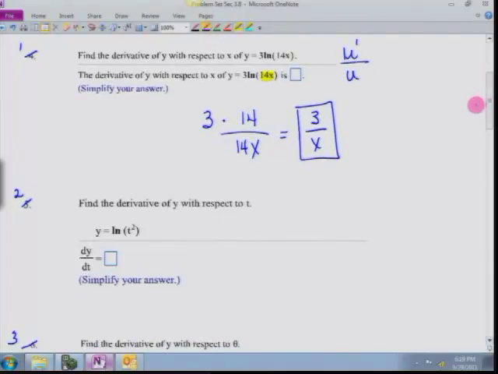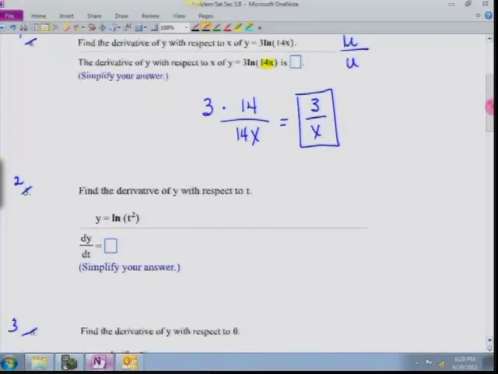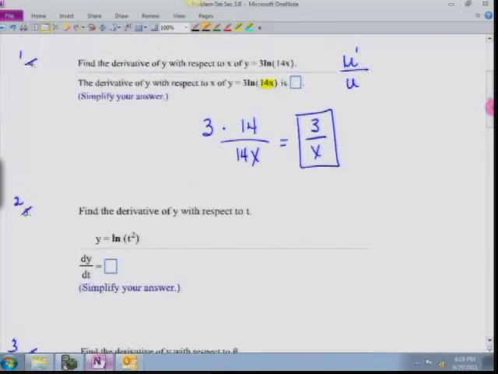Is that good, Leland? Yes? No? How do you know which one is your u? Your u is your argument, what you're taking the natural log of. It's almost like a trick. It's too simple. Yeah, that one's pretty easy.